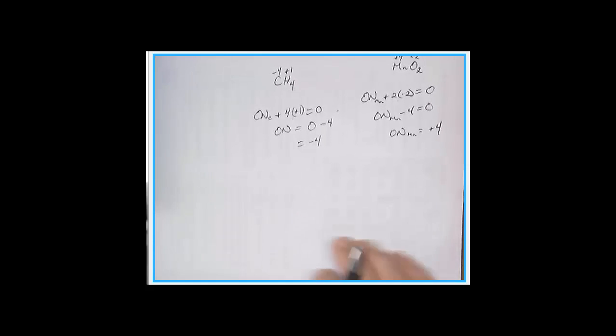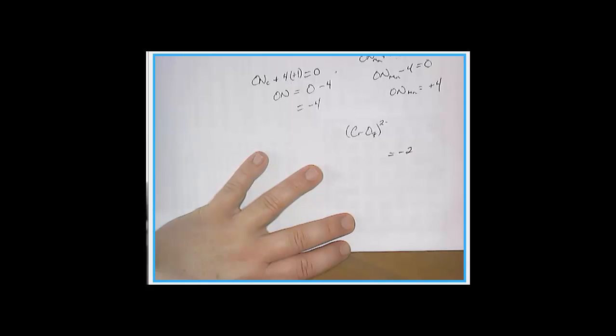Let's try a little bit of a tougher one. Okay, often people have trouble with dichromate. There's really not much reason for this once we recognize one simple thing. Whenever we have a charge on the species, our oxidation numbers won't sum to 0, they'll sum to the charge. So we know that in this case, we have to sum up to -2, the charge on this species.